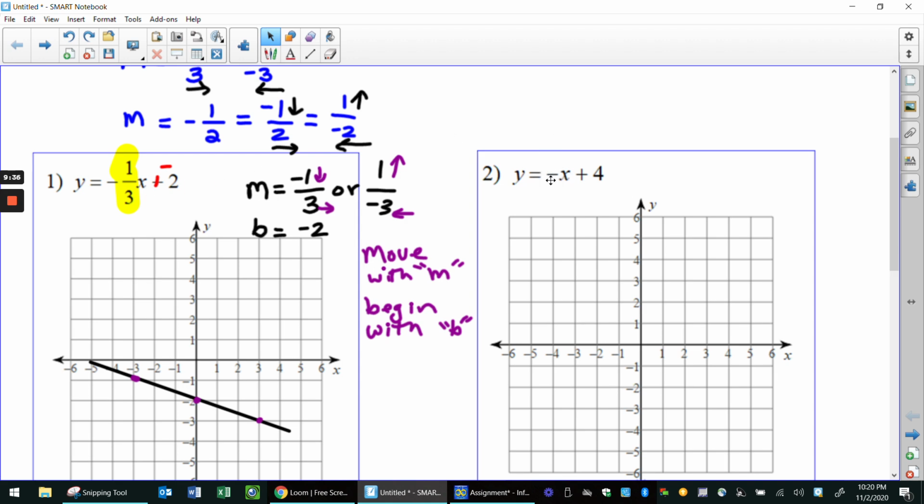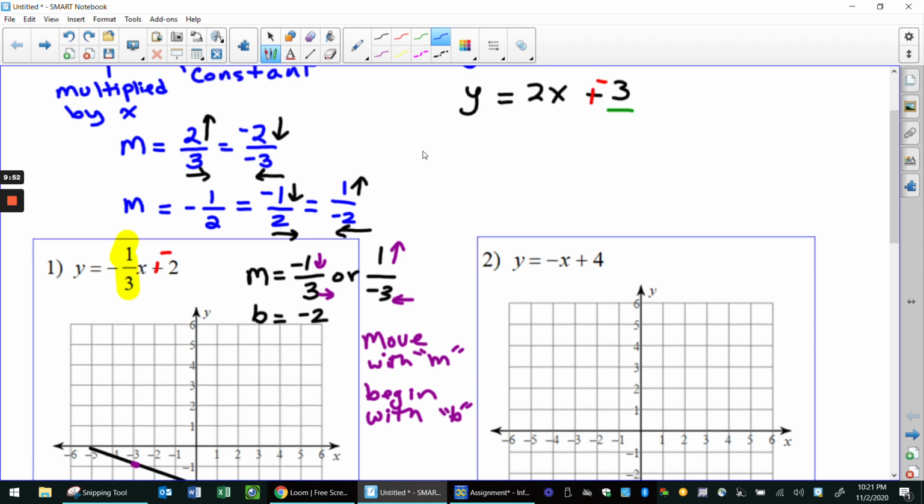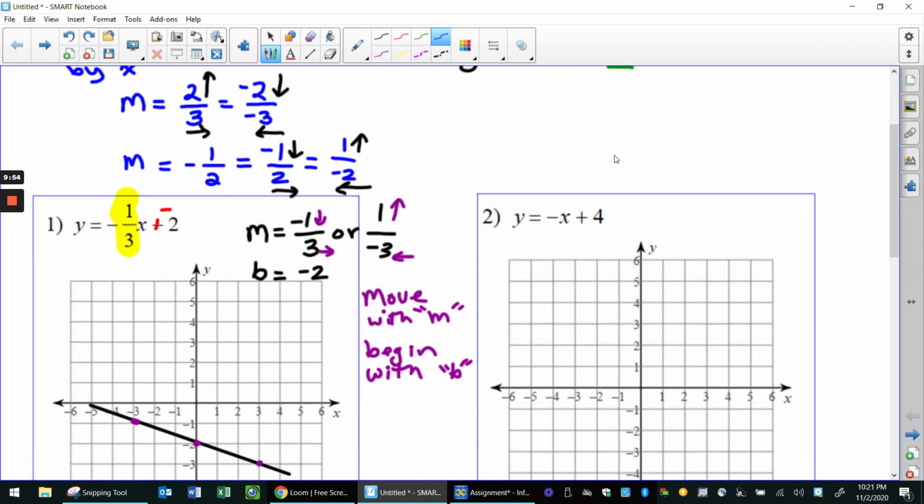Our next equation that we're going to graph is y is equal to -x plus 4. With this, you recall that we talked about this last week, right? Negative x is the same as -1 times x. So that's important to recognize. That means that this is -1 times x, right?